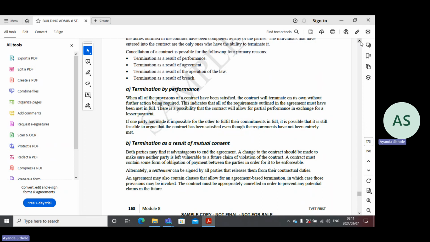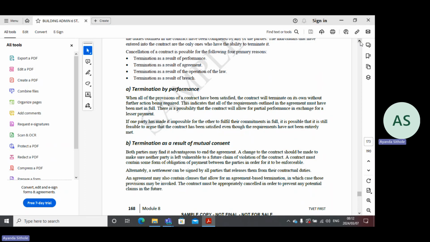So, termination by performance is whereby the contract ends on its own. It doesn't need further action, so it ends on its own. This indicates that all of the requirements outlined in the agreement must have been met in full. There is a possibility that the contract will allow for partial performance in exchange for a lesser payment.